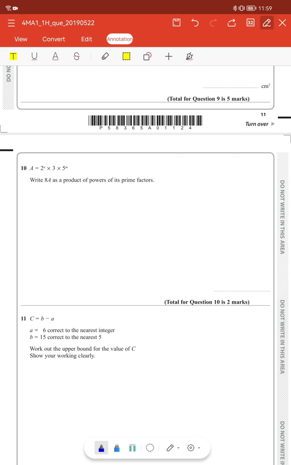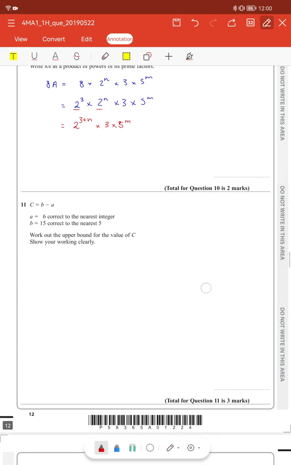Question 10. Write 8a as a product of powers of its prime factors. So remember, 8a would be 8 times 2 to the power of n times 3 times 5 to the power of m. Now 8 is the same as 2 cubed times 2 to the power of n times 3 times 5 to the power of m. But if these are the same and I multiply them, I just add the indices. And I would leave it like this.